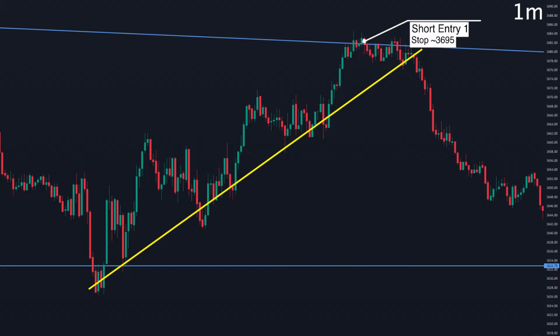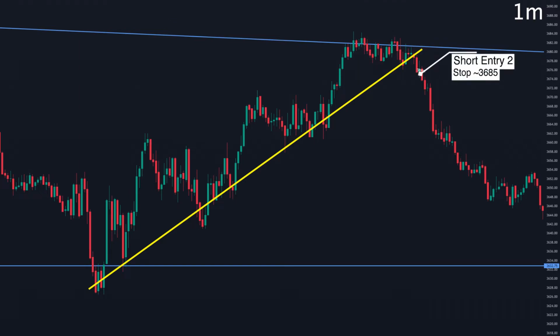3,695 would be the stop, as that is the previous highest high of the last touch point on the slanted trend line. Alternatively, once it breaks our yellow trend line, we can also wait to enter when the invalid line criteria is fulfilled, where the stop would be 3,685, the previous local high.